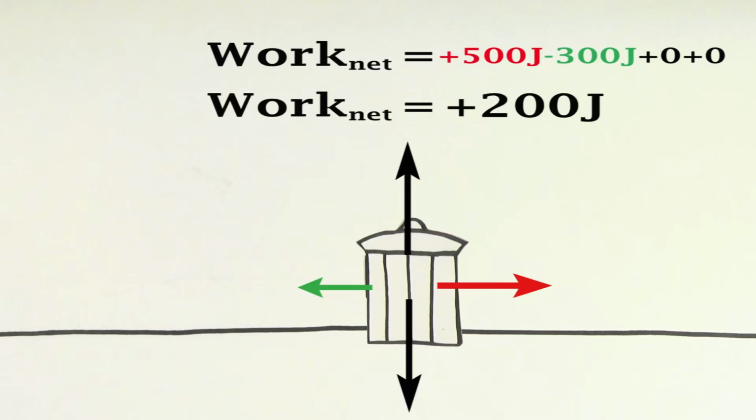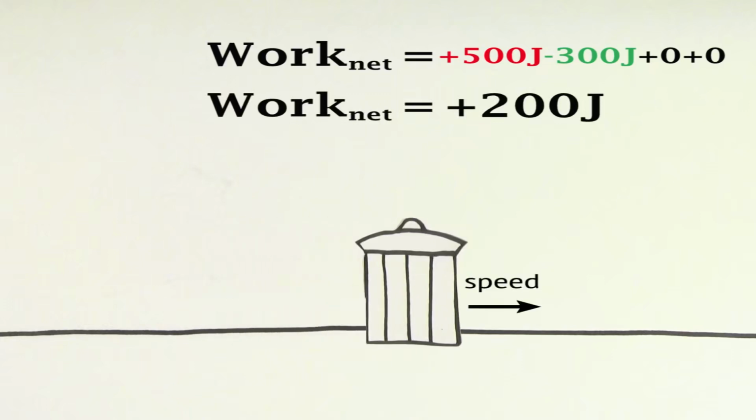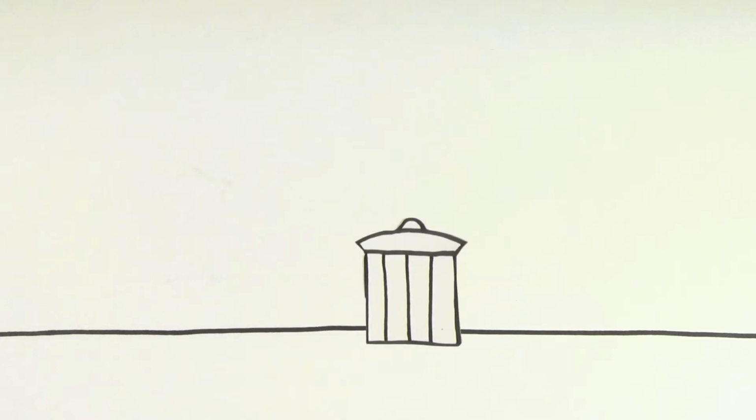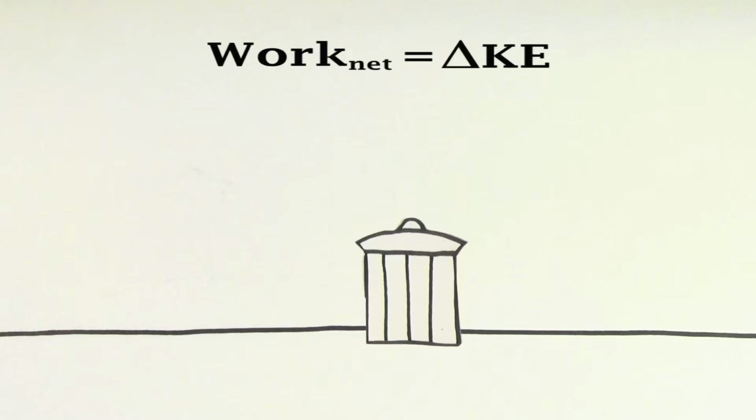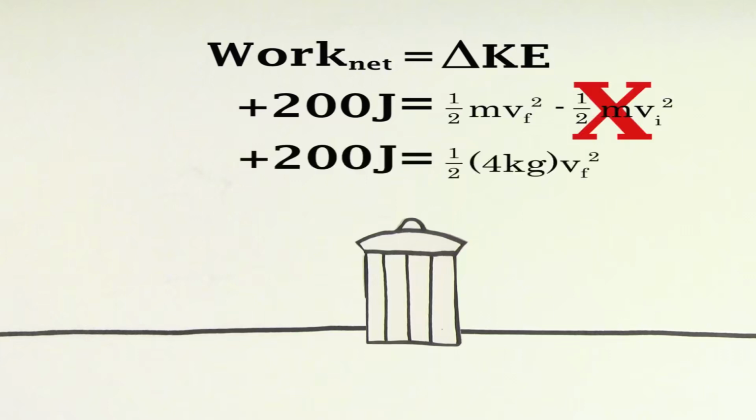Now that we know the net work done on the trash can, we can use the work energy principle to figure out the speed of the trash can after it slid the 10 meters. The work energy principle says that the net work done on an object is equal to the change in kinetic energy of that object. So 200 joules is going to equal the difference in kinetic energy. If we assume the trash can started at rest, which seems reasonable, the initial velocity is 0. So we can solve for the final speed of the trash can, which comes out to be 10 meters per second.